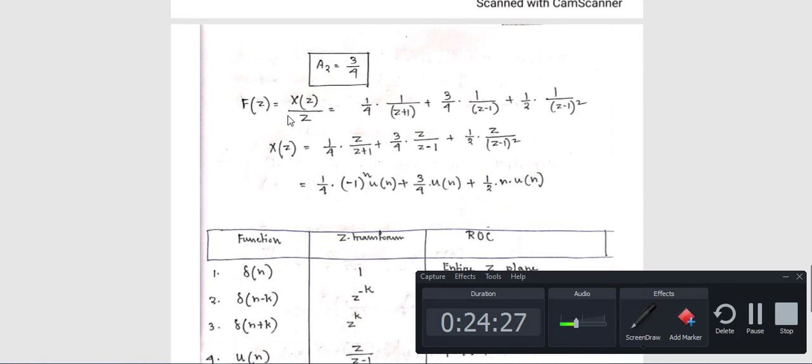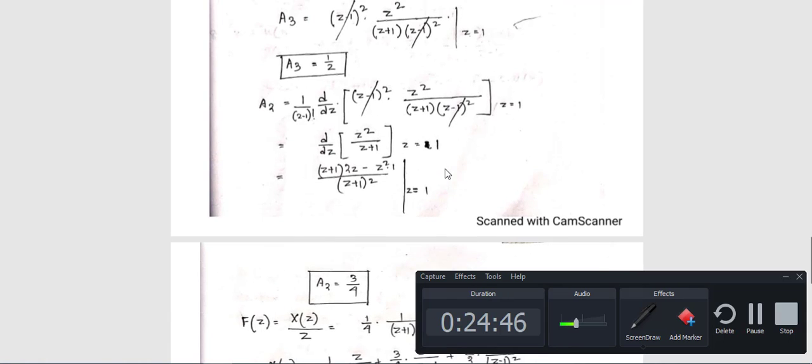Now again multiply this z at the numerator part. So you will get Xz equal to 1 by 4 times z by (z plus 1), plus 3 by 4 constant times z by (z minus 1), plus half times z by (z minus 1) whole square. Okay. Now what is the xn?